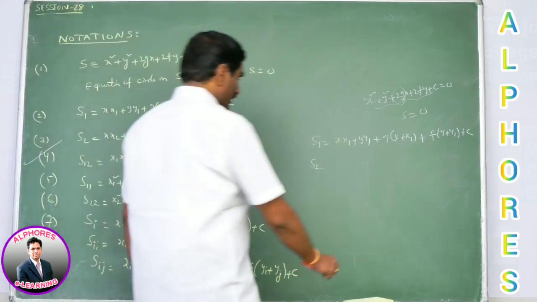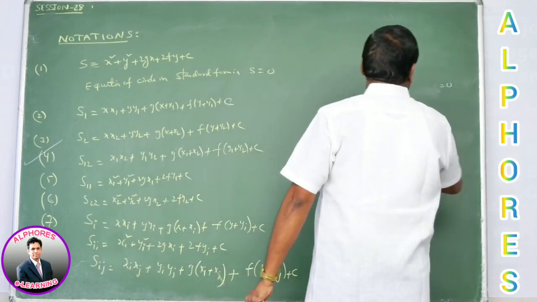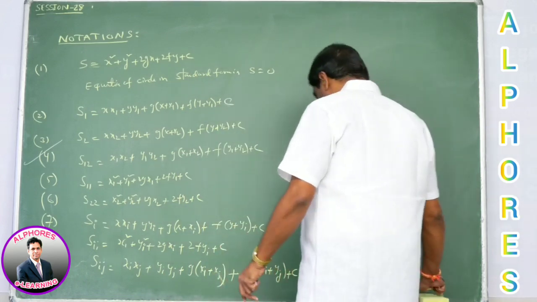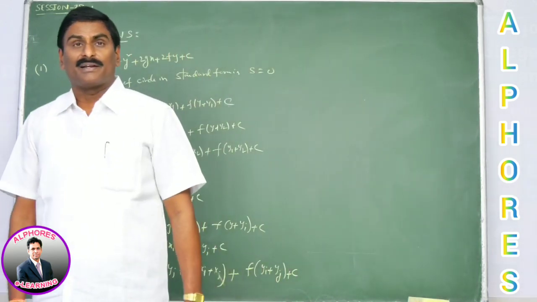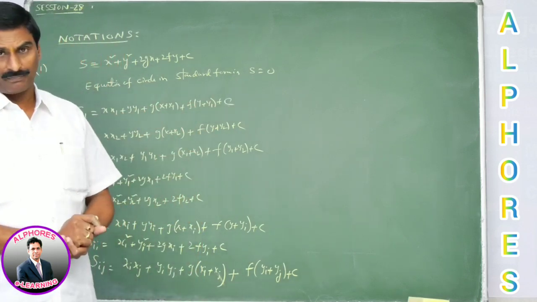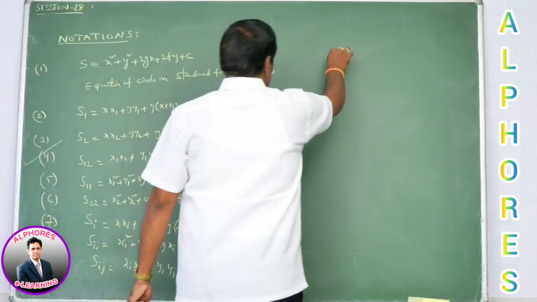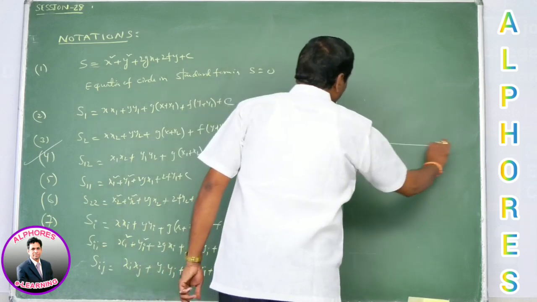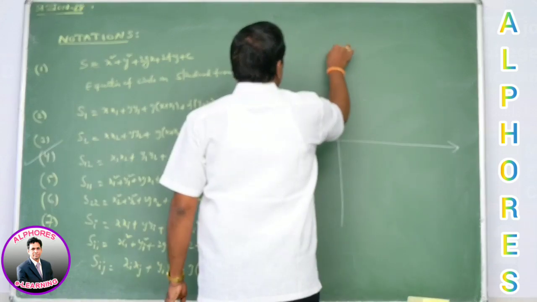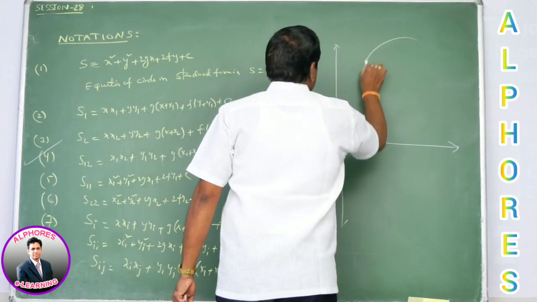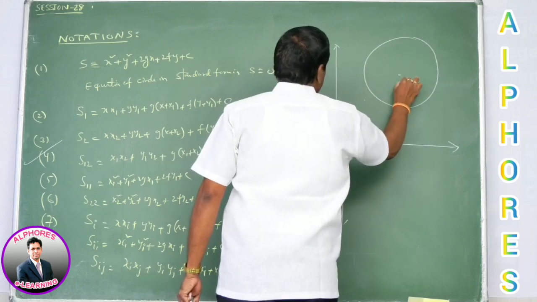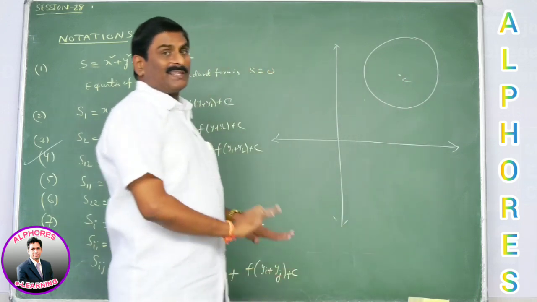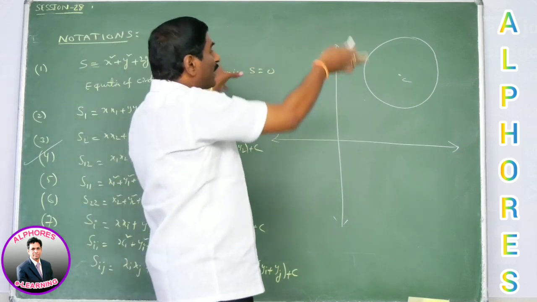Please note these points. Next, every circle divides the plane into 3 parts. Suppose it is the xy plane. It is one of the circles with the center C and radius r. Okay. This circle divides this whole xy plane into 3 parts.